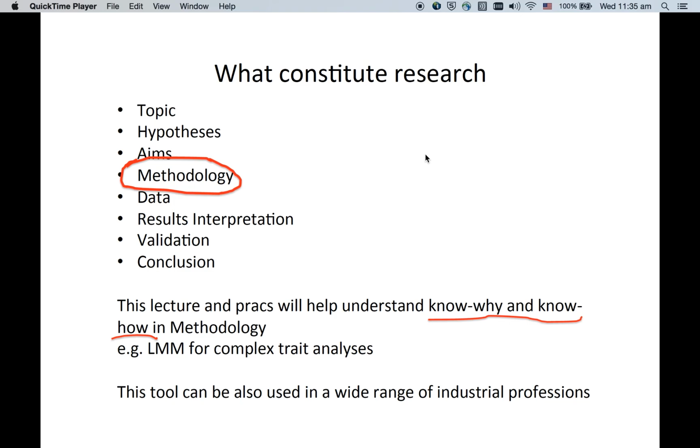For example, linear mixed model for complex trait analysis. After this lecture and practical, you will have the knowledge of how to use a linear mixed model to estimate heritability or genetic correlation, which are genetic parameters. Also, you can use the software not only for research. This tool can also be used in a wide range of industrial professions, for example, where some statistical survey, data analysis, or summary statistics are needed.